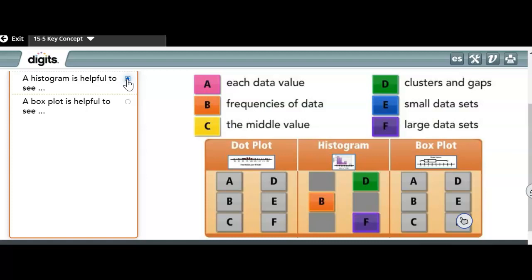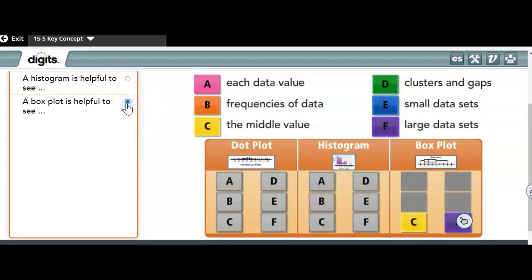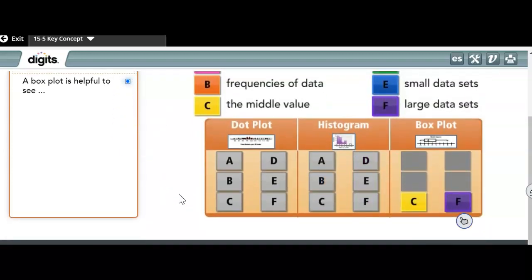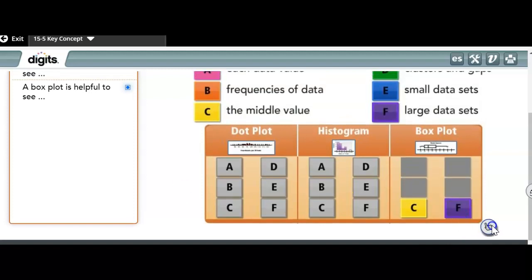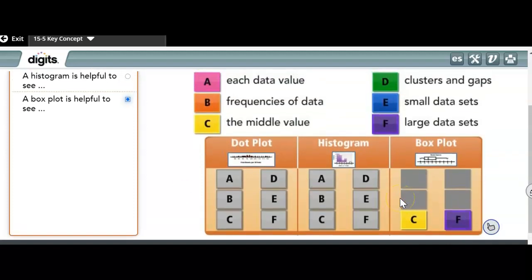Anyone else want to challenge one? No one wants to put up a fight today. No? Okay. Box plots. We have C and F. Does anyone think C and F should be taken off? Does anyone think C or F should be taken off? Okay. Do you think we should put one on? Who thinks we could add a letter?